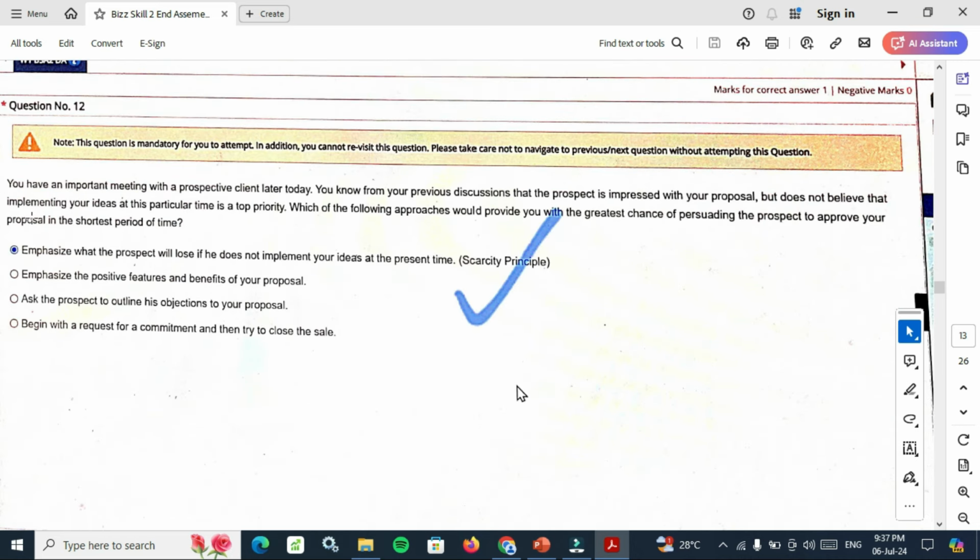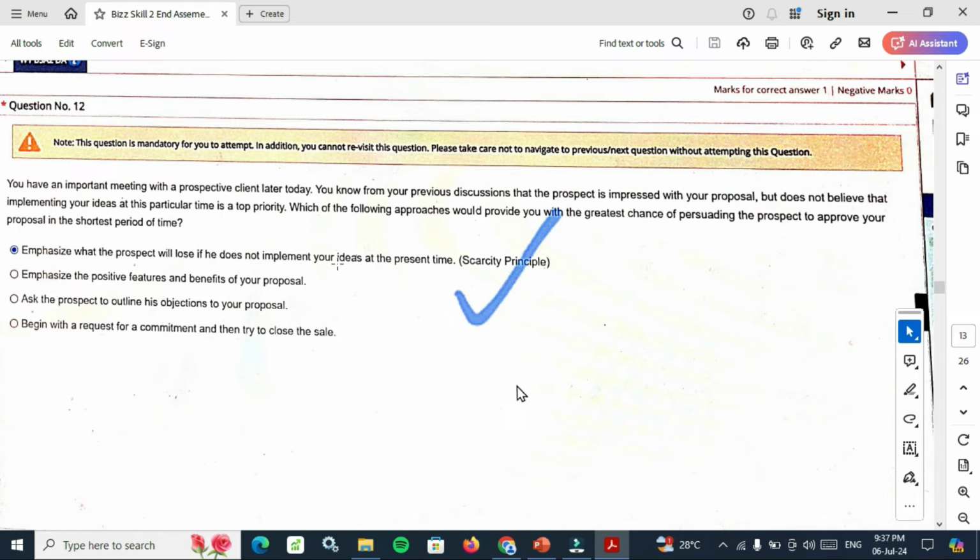Next question. You have an important meeting with a prospective client later today. You know from your previous discussions that the prospect is impressed with your proposal but does not believe that implementing your ideas at this particular time is a top priority. Which of the following approaches would provide the greatest chance of persuading the prospect to approve your proposal in a short period of time?